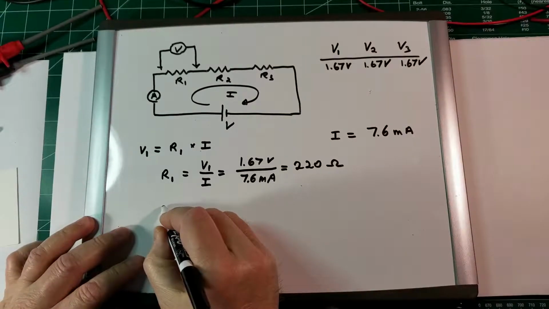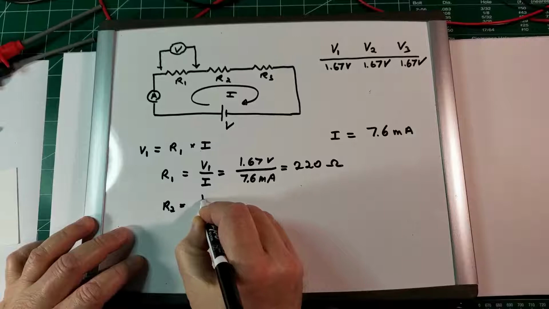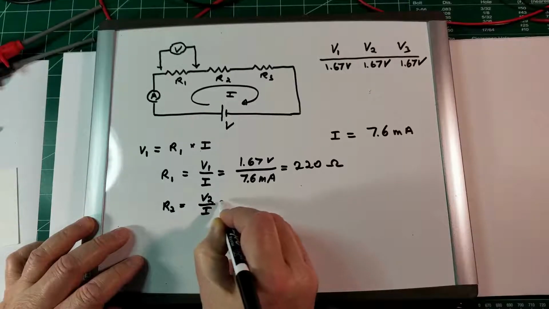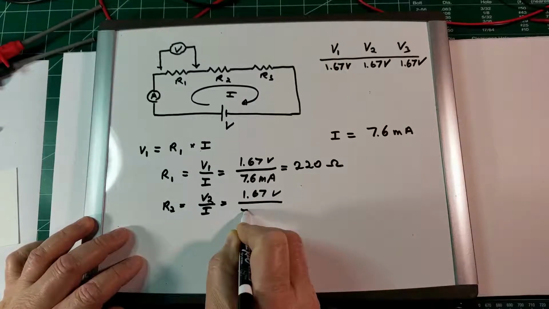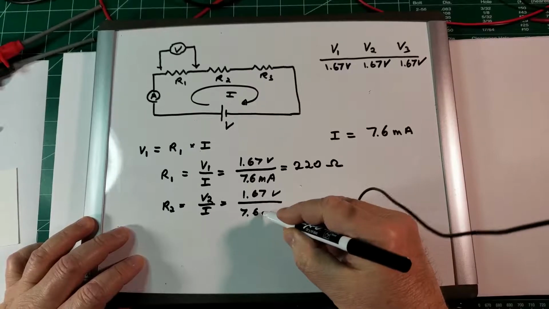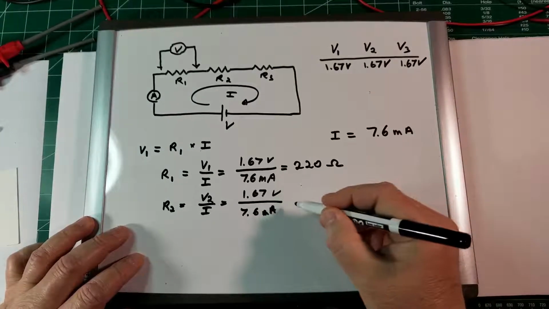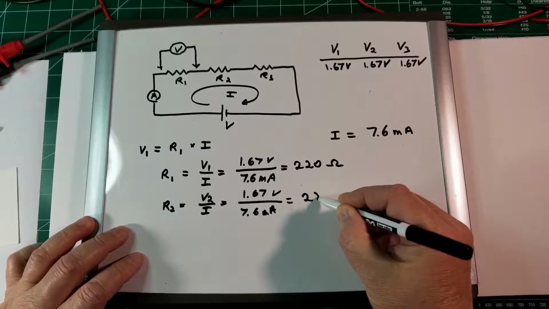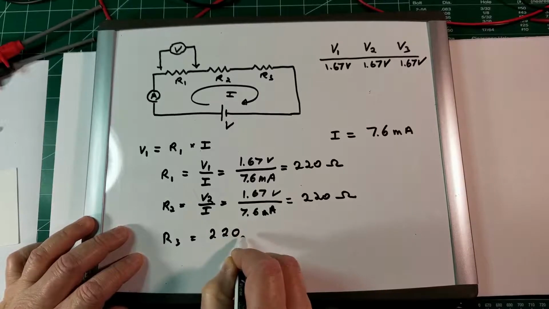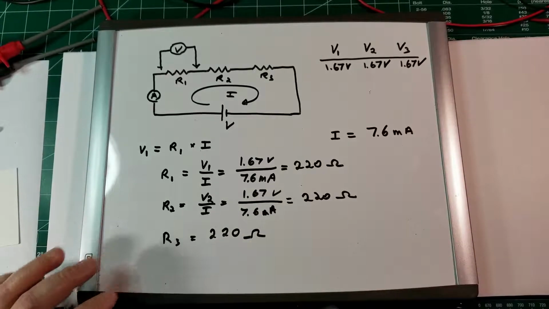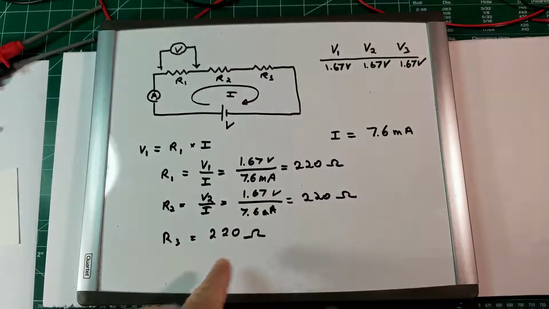If we do the same calculation for R2, we will see that V2 over I, again, is the same numbers, 1.67 volt divided by 7.6 milliamps, which equals, again, 220. And the same for R3. It's 220 ohms. So, as you can see, all three resistors have the same value. And we can check them out, actually. Let's pick up the resistors that I used in the circuit, and let's see what their value is.